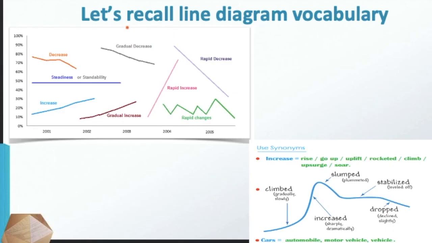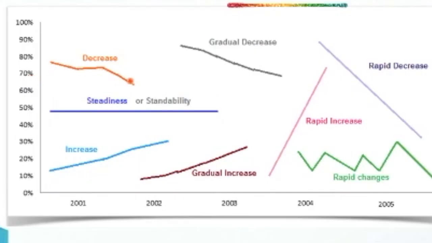Now let's recall the line diagram vocabulary. Though we had discussed it previously, still let's take a look at it. So as you see, this is a decrease, this is a gradual decrease, and this is a rapid decrease. This is an increase, this is a gradual increase, and this is a rapid or a sharp increase. And these are fluctuations, oscillations, rapid changes. And this is steady, level of, stability.